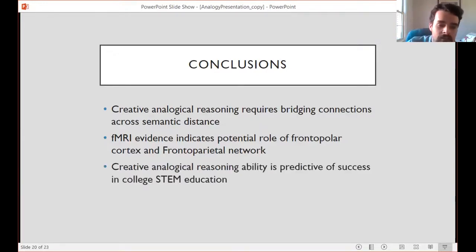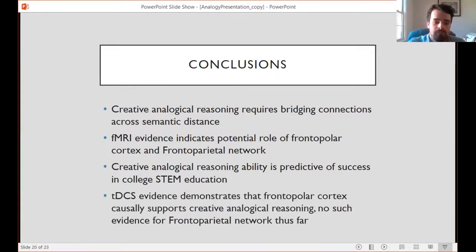We also know that this creative analogical reasoning ability predicts success in college STEM education, basically through computer science grades. So it has very much real world relevance. And then lastly, we have tDCS-based evidence that demonstrates the frontal polar cortex causally supports creative analogical reasoning, but so far we don't have the same evidence for the frontoparietal network, but we're sort of still continuing investigations.